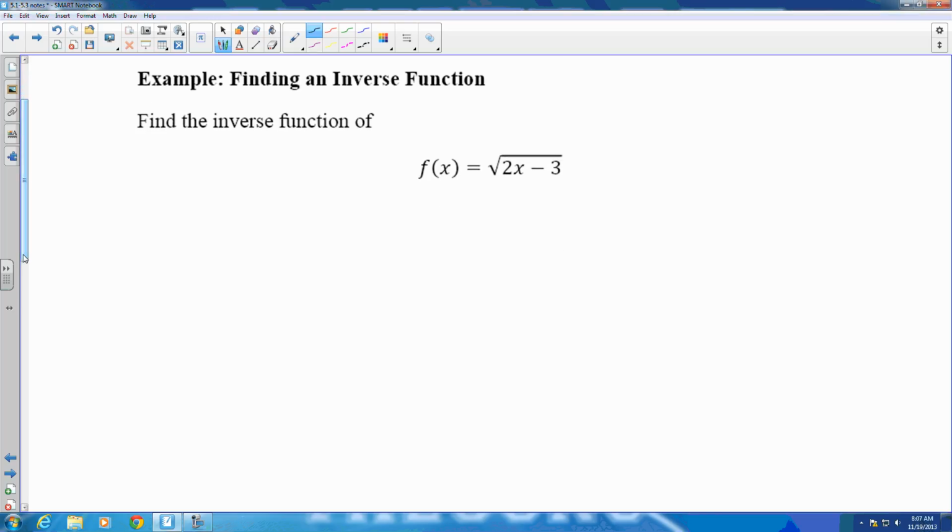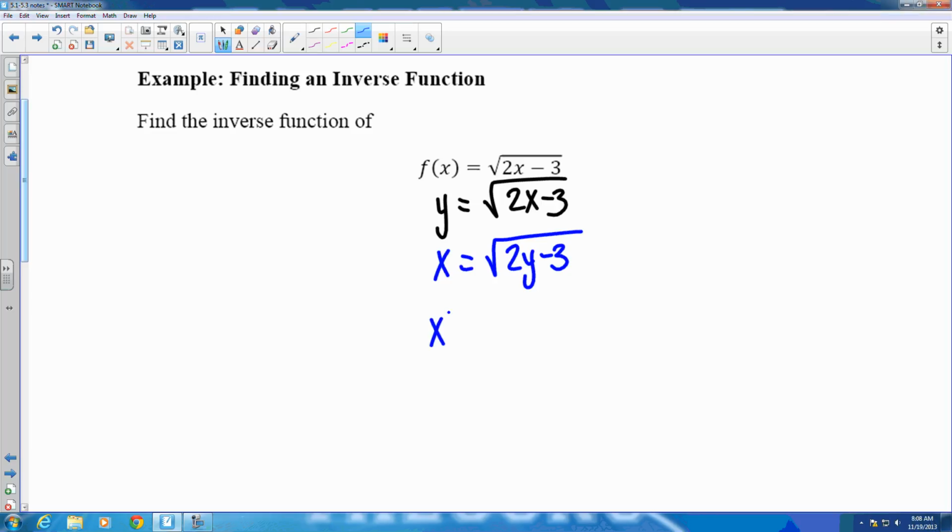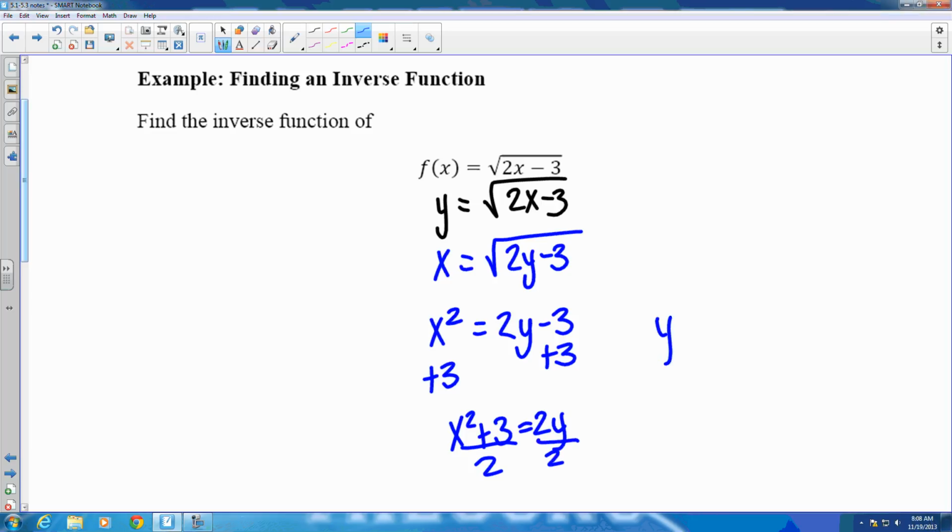To find the inverse function, well, f of x is the same thing as y, and then what you need to do is switch the x and the y, and solve it for y. So we need to square both sides, add 3, divide by 2. So x squared plus 3 over 2 is the inverse.